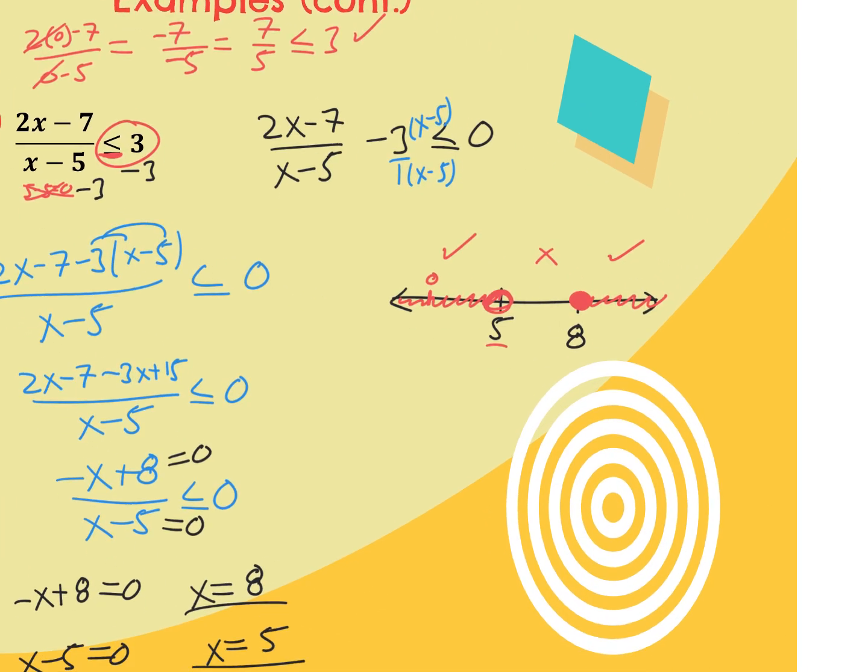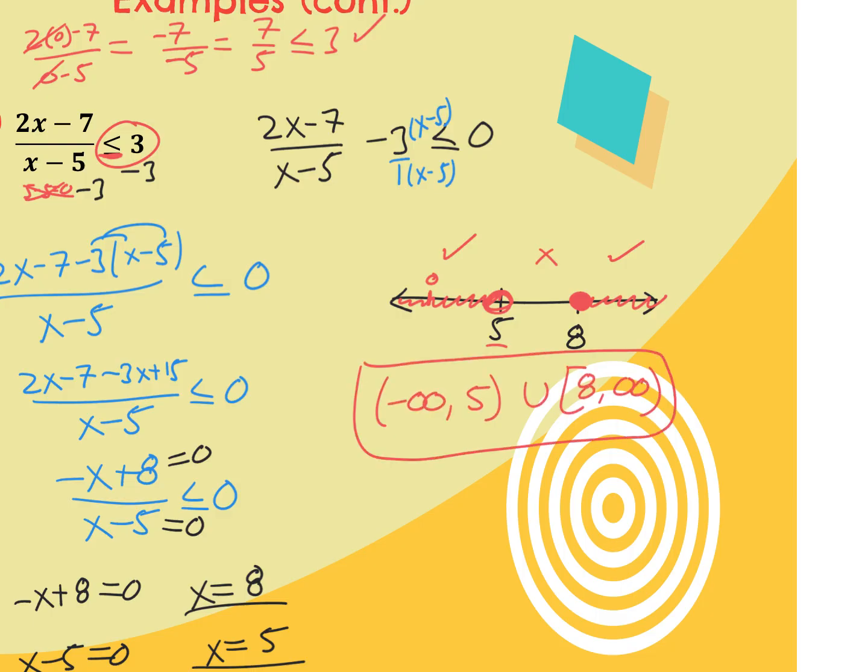So writing this in interval notation is going to be from negative infinity to 5 with a parenthesis, union, we have a closed circle on 8, so it's going to be a bracket, 8 to infinity. And then that's our answer in interval notation, and that wraps up this lesson.